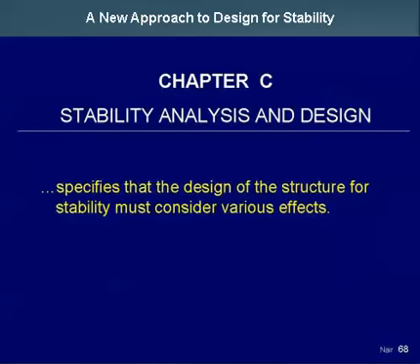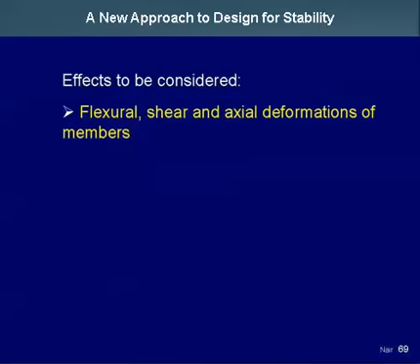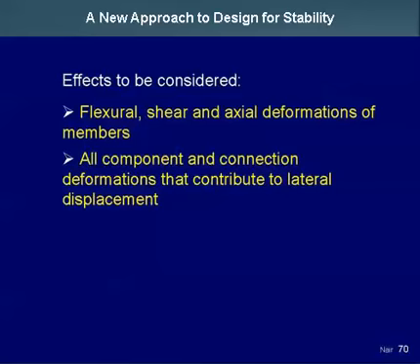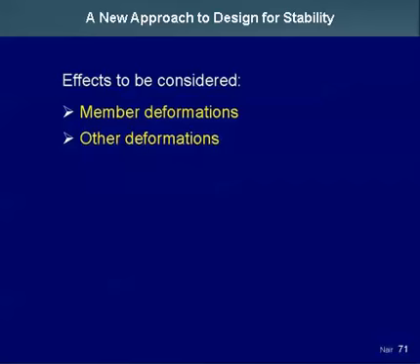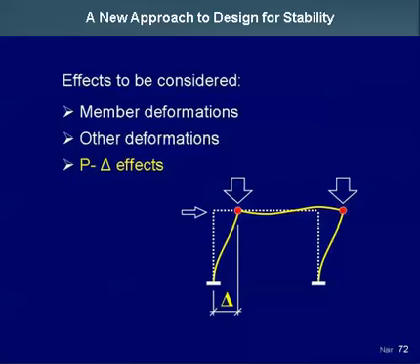And basically what it says is the specification in Chapter C specifies that the design of the structure for stability must consider various effects. And those effects are flexural, shear, and axial deformations of all members, all component and connection deformations that contribute to lateral displacement. No surprise there. It just says you've got to analyze your structure accurately.